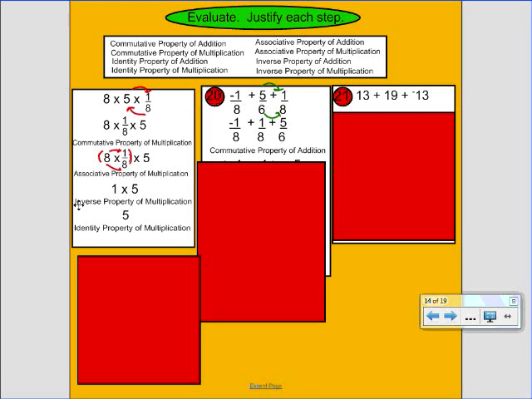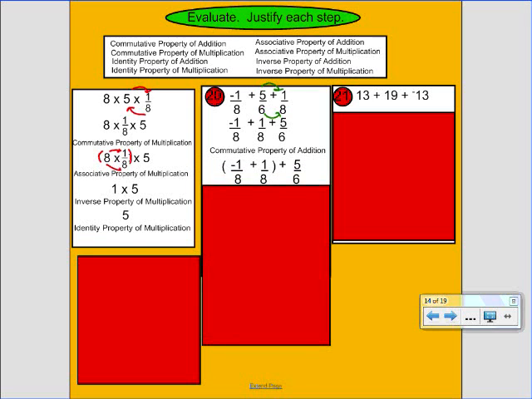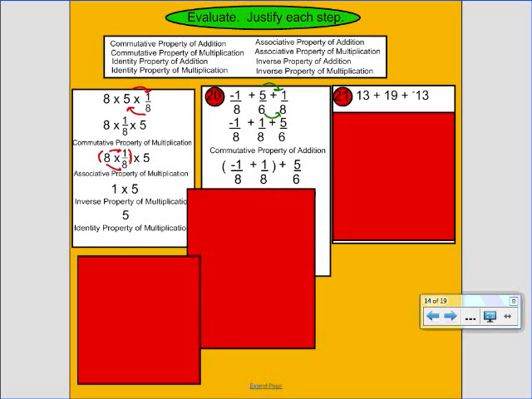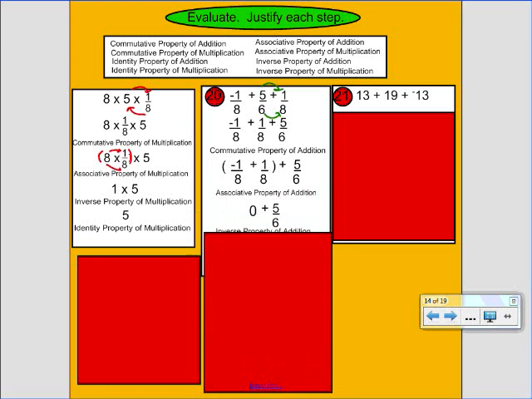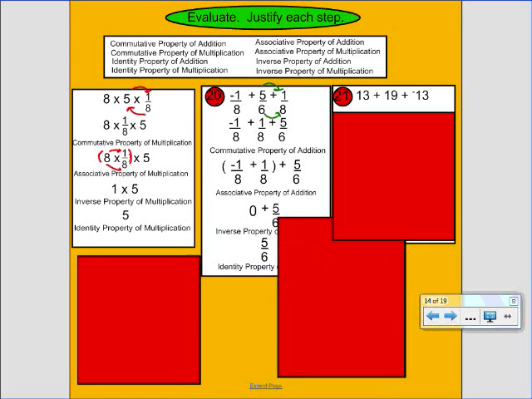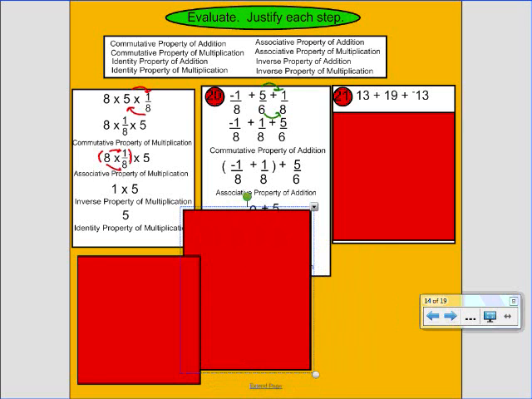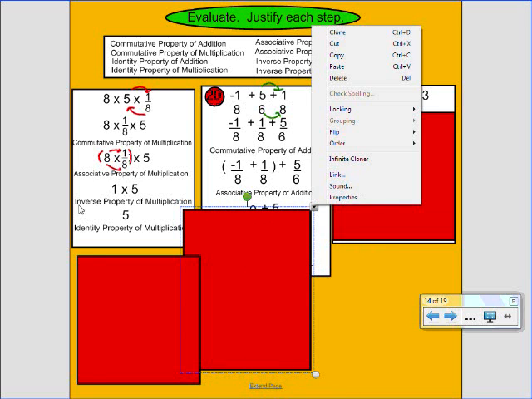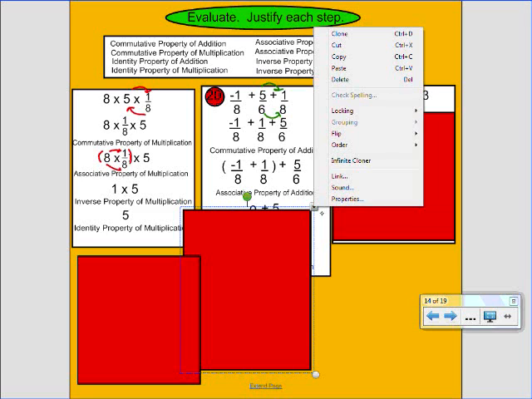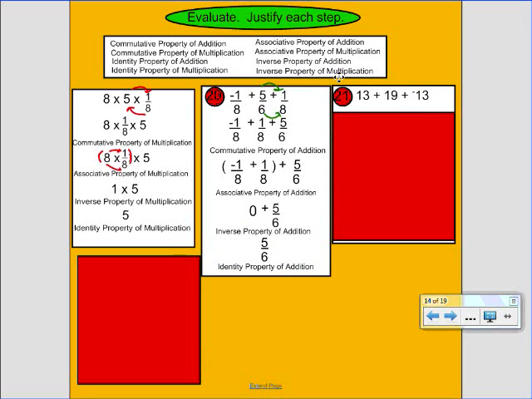And now I'm going to group them to show which ones I'm going to add first, and I use my grouping symbols there. You can see my parentheses, and that's the associative property. And then, because the negative 1/8 and the 1/8 are opposites, I know that that would equal 0. That is the inverse property of addition. And then because 0 plus any number gives us that same number, that is the identity property of addition. So I hope you did well on those.